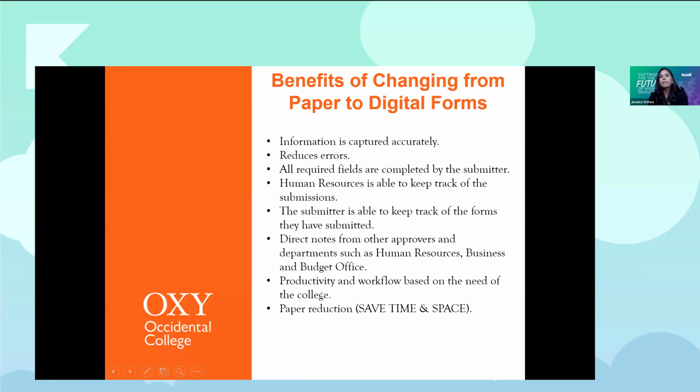So the benefits of paper to digital forms: information is captured accurately, which reduces errors. All required fields are completed and submitted by the submitter. Human resources is able to keep track of the submissions, and the submitter is able to keep track of the forms they have submitted. There are direct notes from other approvers and departments such as human resources, the business office, and the budget office. Productivity and workflow are based on the need of the college. Paper reduction saves time and space.